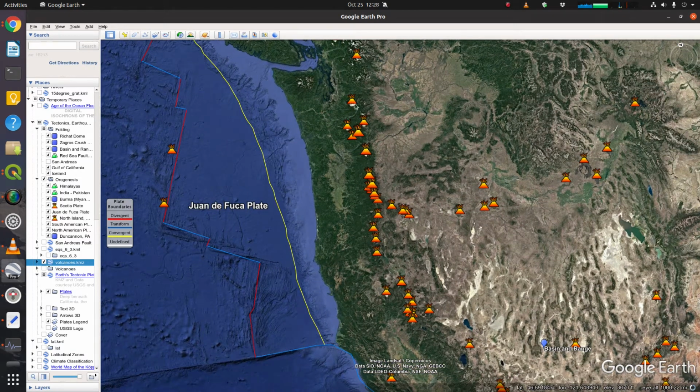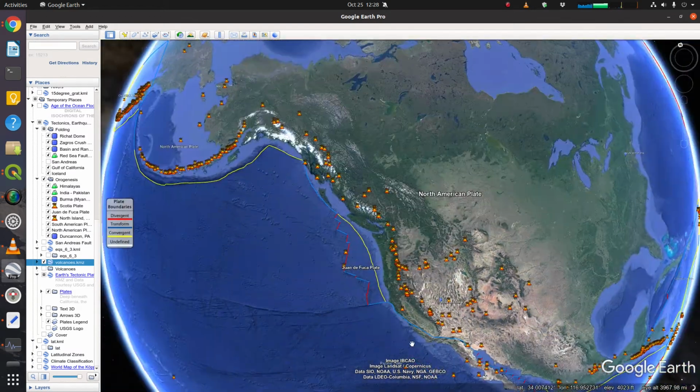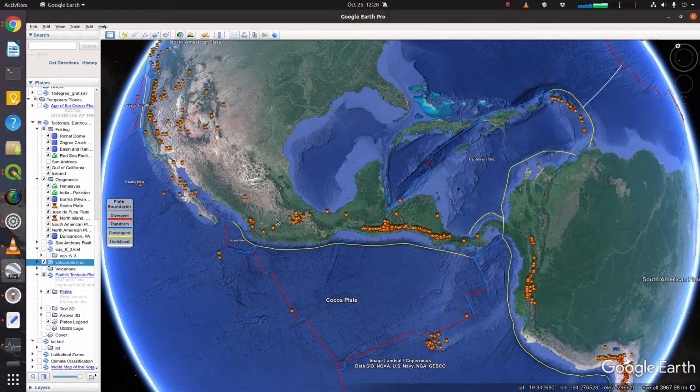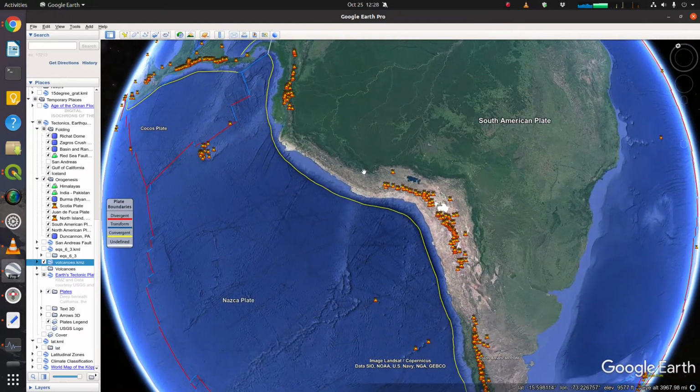So here are the Cascades, all the way from Mount Lassen, all the way up to Mount St. Helens, Mount Rainier, Mount Baker, Mount Cook. All the volcanoes of Oregon and Washington and Northern California are caused by the subducting Juan de Fuca plate. So outstanding agreement between volcanoes and convergent plate boundaries.